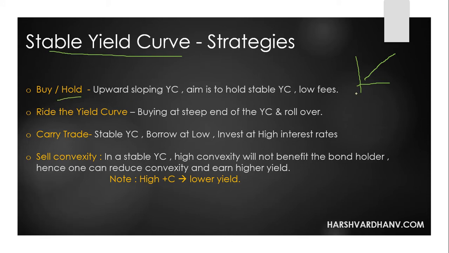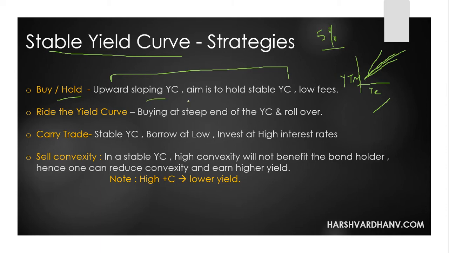Simply buy and hold. Here is the tenor, and here is your yield. Simply buy and hold because you're buying at lower interest rates and selling at higher interest rates. So you will get the entire YTM. If the yield curve is not subject to any change, it is more or less going to be stable. So the YTM that you opted for while purchasing the bond, say suppose 5%, you'll get something close to 5% only because the yield curve is expected to be stable. So there is less interest rate risk.